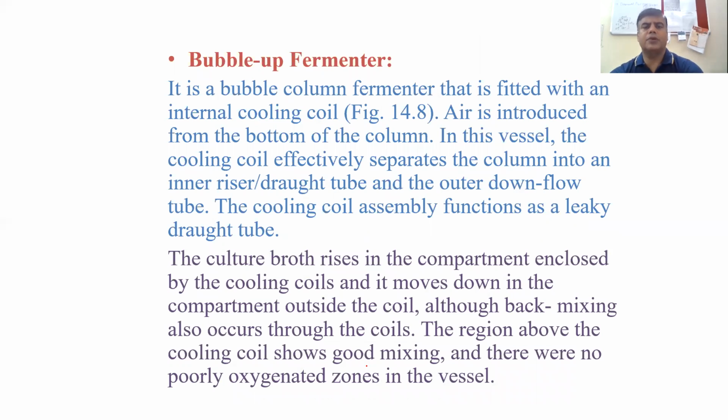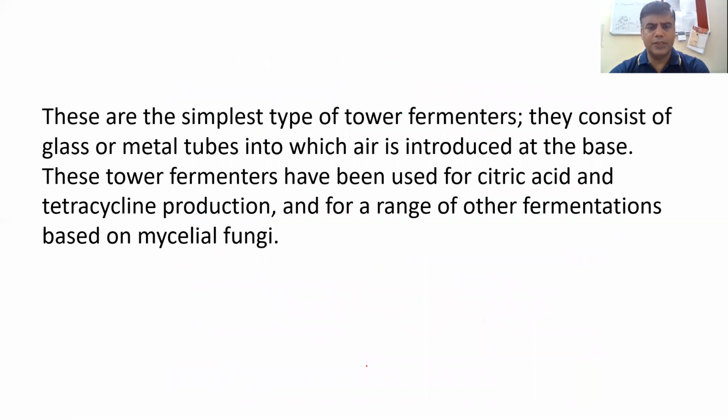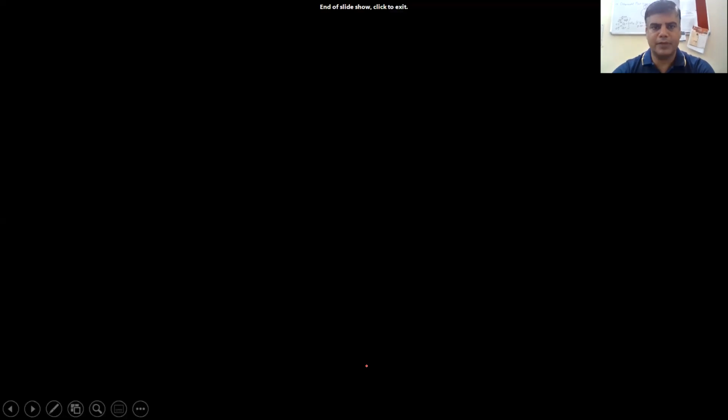This is a bubble column fermenter that is fitted with an internal cooling coil. There are pH control points and oxygen flow sensors in this bubble column fermenter. These are the simplest type of tower fermenter. They consist of a glass or metal tube into which air is introduced at the base. These tower fermenters have been used for citric acid, tetracycline, or, as already discussed, other fermentations based on mycelial fungi. Thank you.